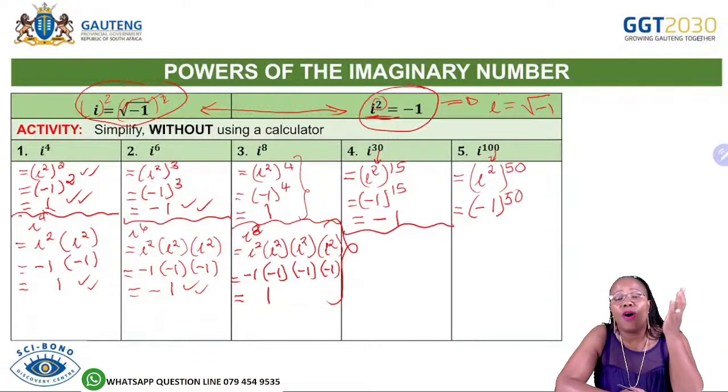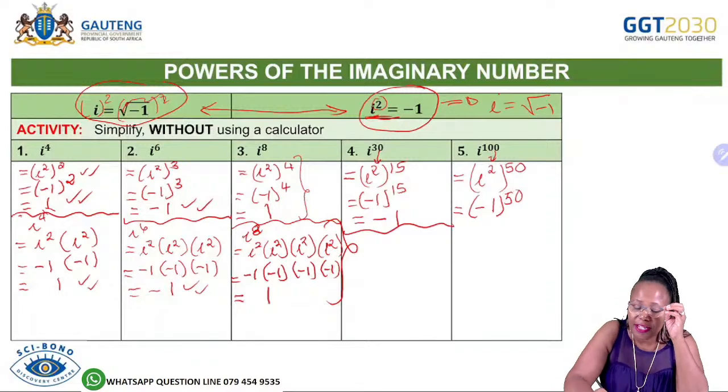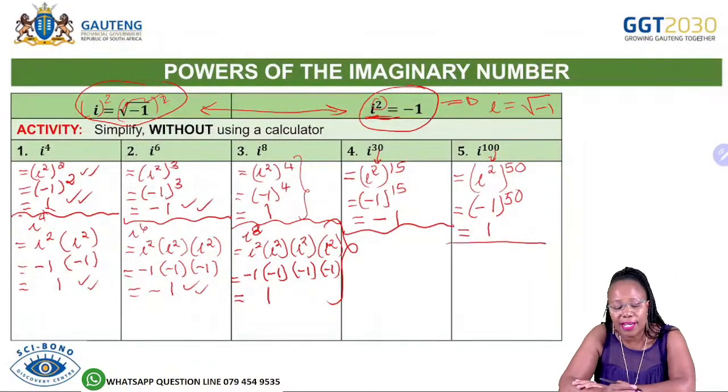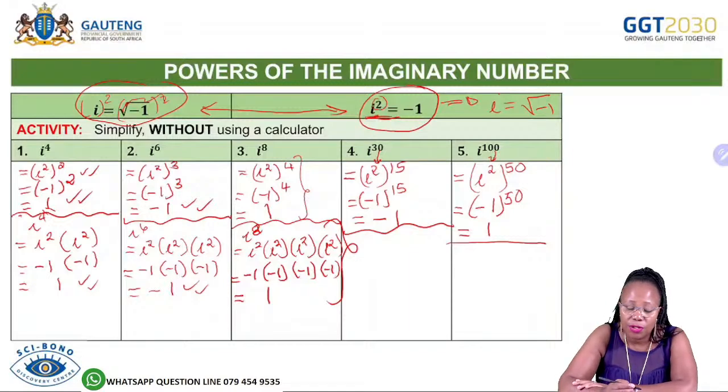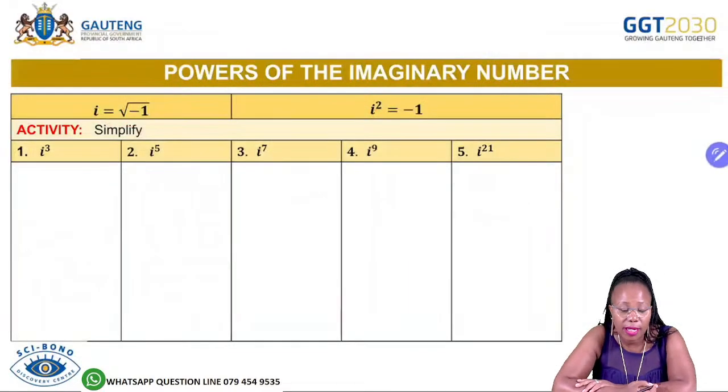Is 50 odd or even? 50 is an even number. If it's an even number, the answer will be positive 1. Just like that, grade 12. I hope you got this correct. Okay, moving on to the next activity.